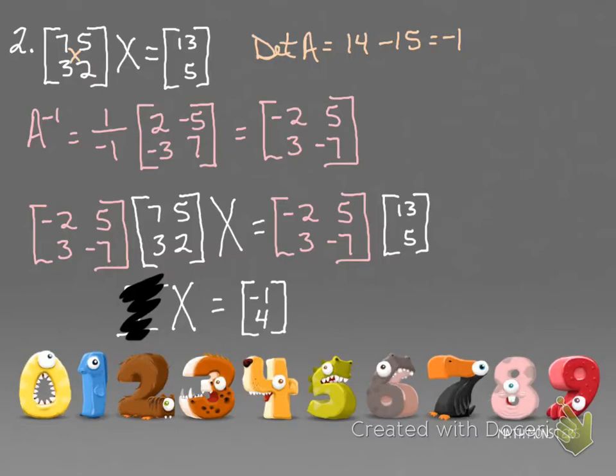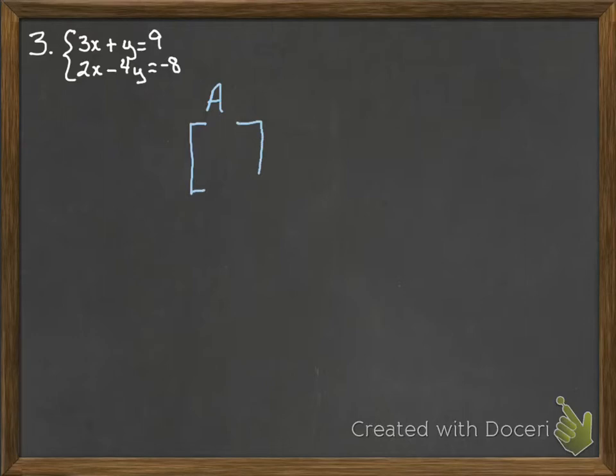Then we went to problem 3. Problem 3, we were taking the system of equations. It was a 2-equation system of equations, and we were going to identify our coefficient matrix, our variable matrix, and our constant matrix, and make that into a matrix equation.